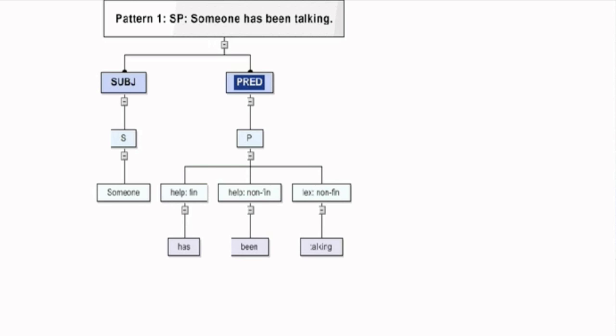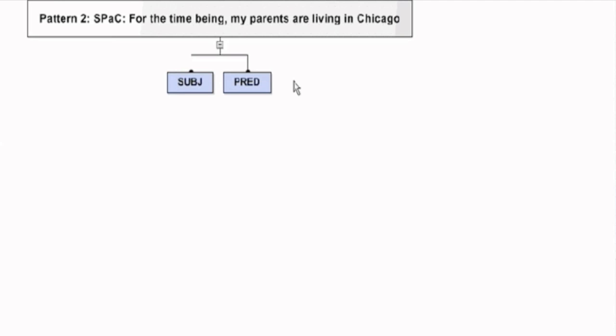If we now move on to pattern 2, pattern 2 is a subject, a predicator, and an adverbial complement. The abbreviations are slightly different in your book. And pattern 2, it's an adverbial complement because here the adverbial is necessary. "For the time being," at least one of them is. This one here, "for the time being," is also an adverbial, but is not necessary. But "my parents are living"... you need to say something else. And because this adverbial is necessary, it's an adverbial complement.